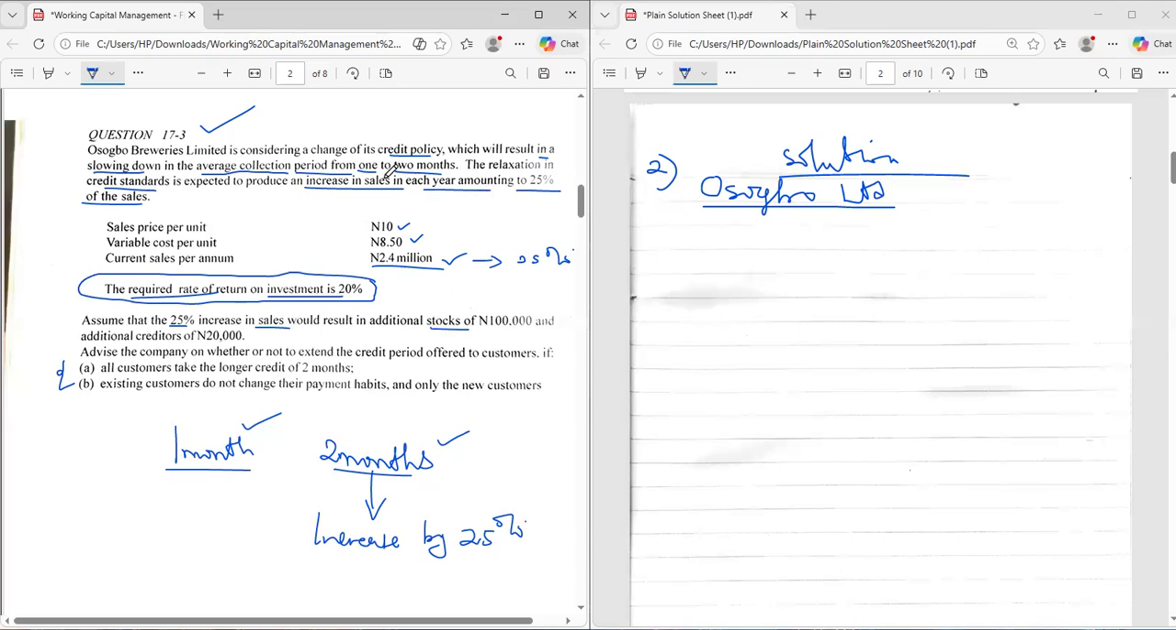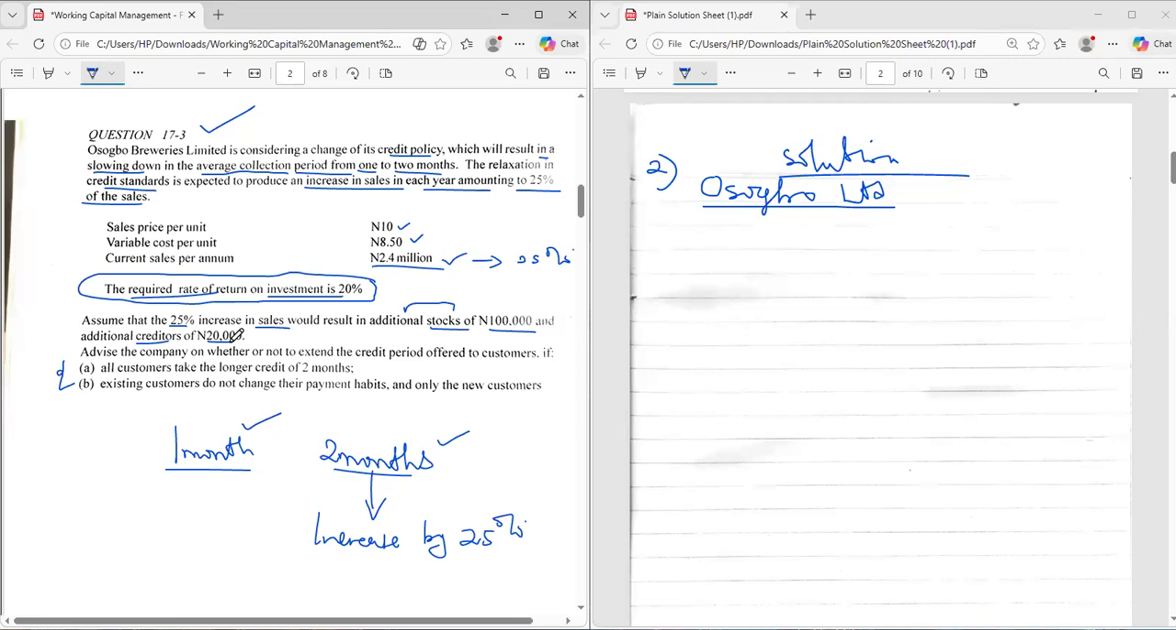Then he now said, assume that the 25% increase in sales would result in additional stock of 100,000 naira. It simply means that we need to get more stock. Because definitely, commonsensically, if your sales is increasing, you must stock up. So they're already telling you that this 25% increase in sales will result in additional inventory being purchased of 100,000 naira, and additional creditors of 20,000. You still need to go and collect this from your creditors and you are still owing them, so creditors will increase by 20,000. They are already giving you what is going to change by virtue of the change in policy.